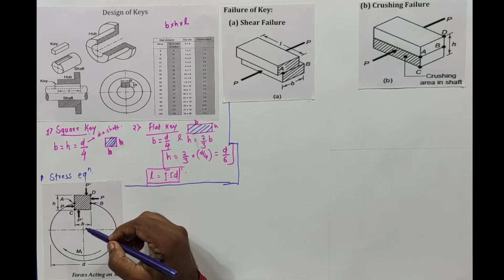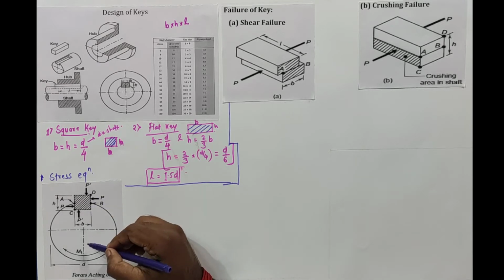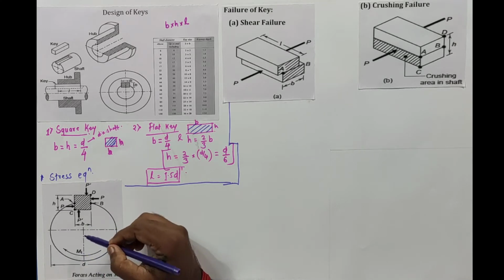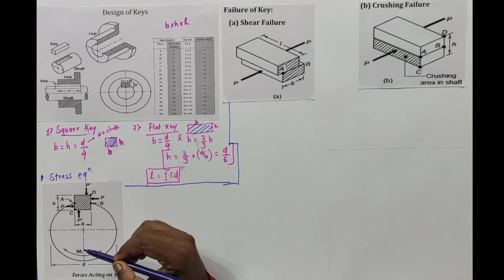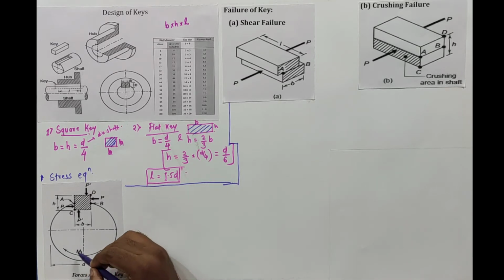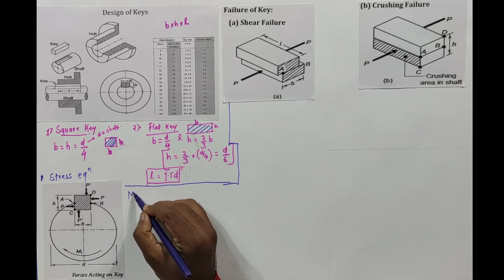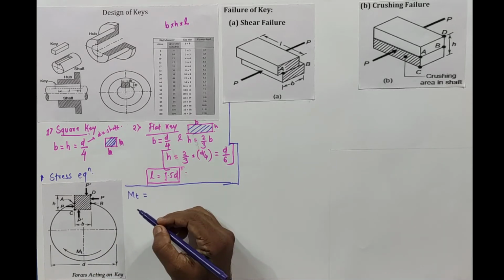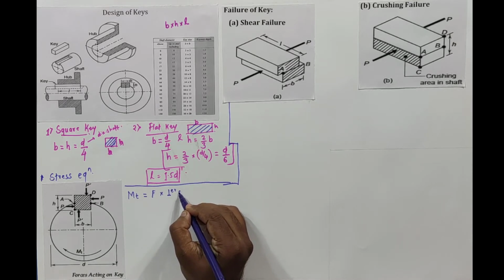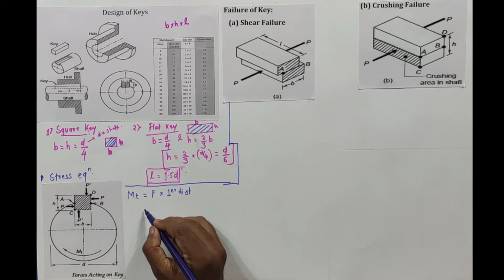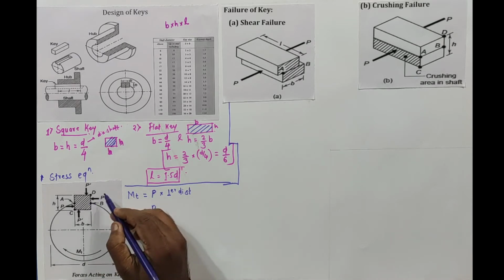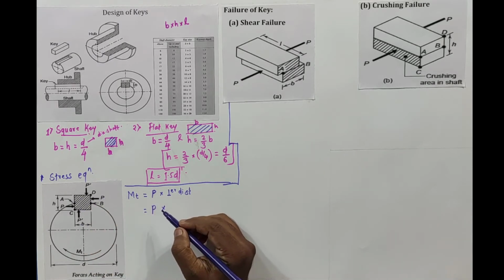Now while doing the stress equation, we must know what will be the torque occurring on the key. For that, we need to calculate torque, and as we know, torque is nothing but force into perpendicular distance. So for this case, you can see torque is shown over here. Mt is equal to torque occurring in the key, force into perpendicular distance. Now in this case, how much is the force? Here P is the force which is acting, into perpendicular distance.